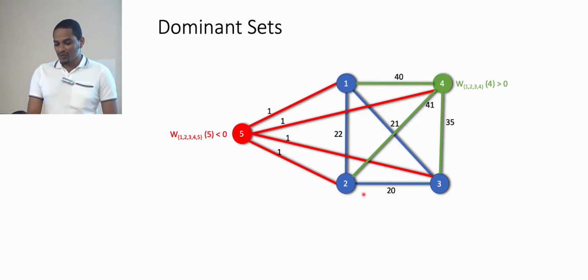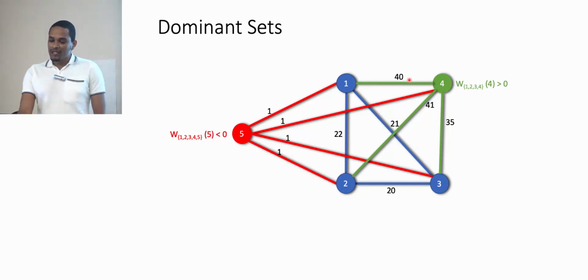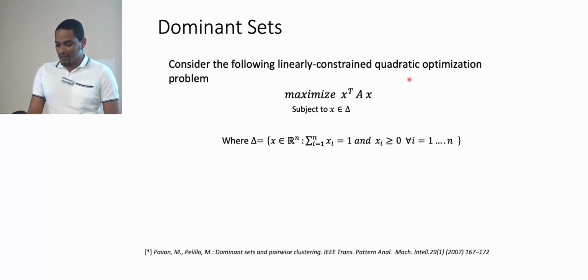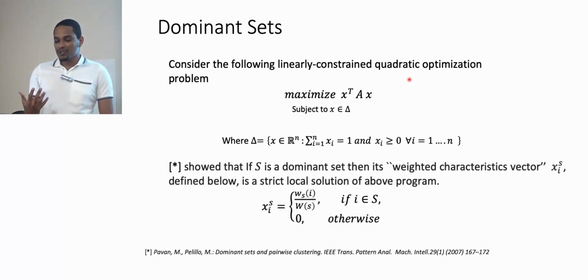So in this case, nodes 1, 2, 3, 4 will form a dominant set since it satisfies the previous two criteria that we have shown. So basically, finding a dominant set in this way is actually impractical, especially when the number of nodes gets larger. But thanks to Pavan and Pelillo, in their original paper in PAMI 2007, they showed that there is a one-to-one correspondence between finding a dominant set from this bigger graph and this linearly constrained quadratic optimization.